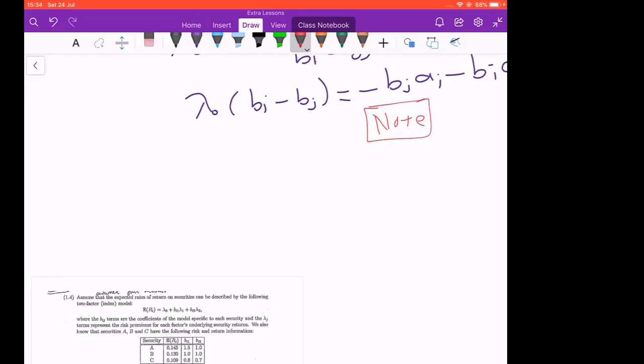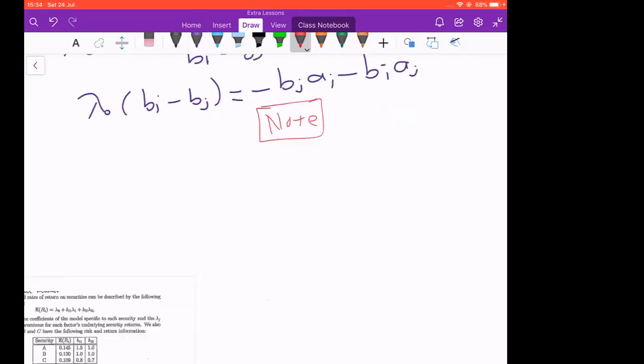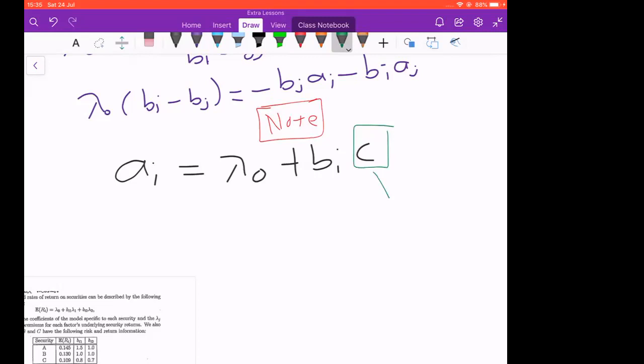for A, at the end of the day, what they did was to find your intercept. So your intercept, let's say for I, for A. Again, they say that is going to be lambda 0 plus BIC, where C was going to be something like J. Is it J? It's going to be AI minus lambda 0 over beta I, basically.